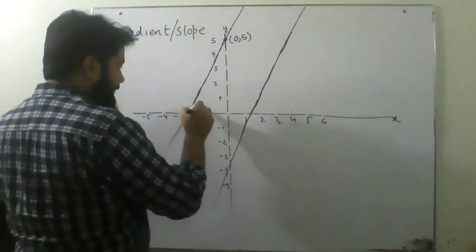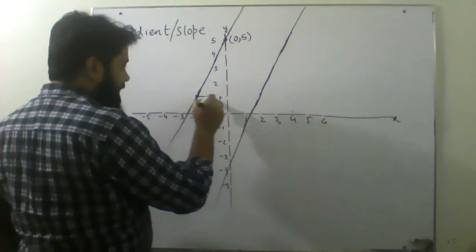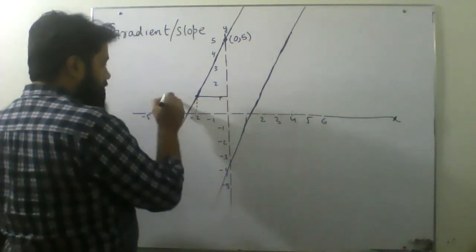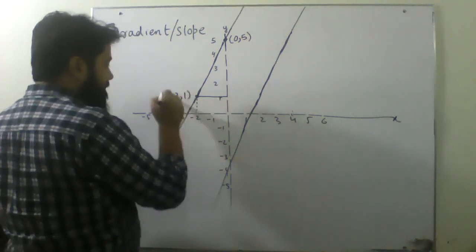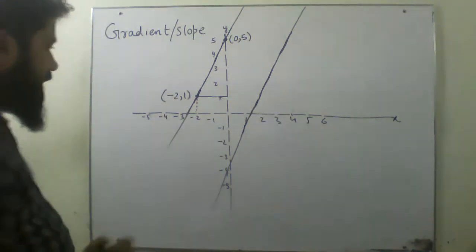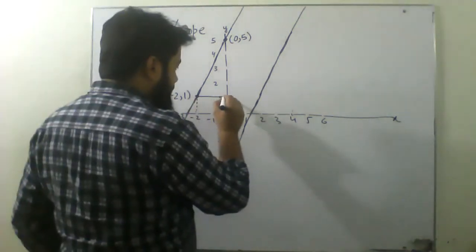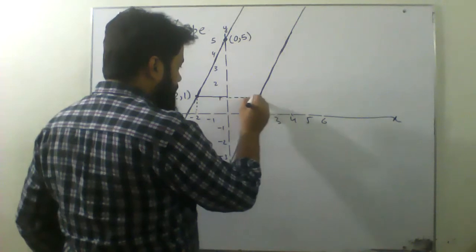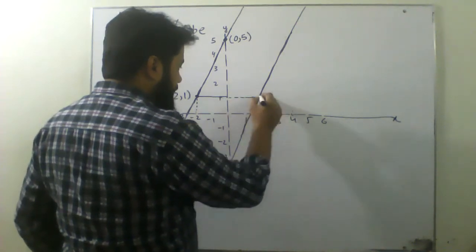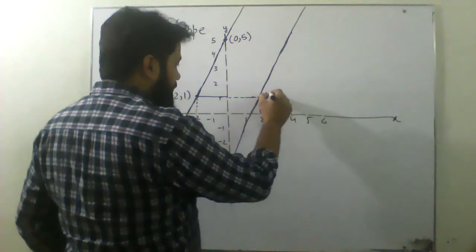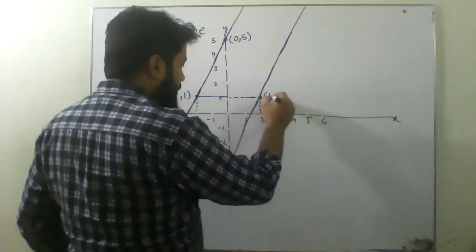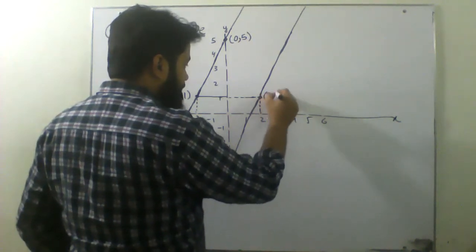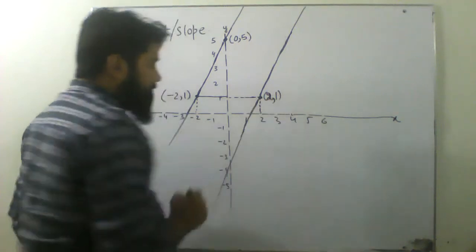If I take it like this, attach it over here, and take it over here, this will be minus 2, comma 1. Now, if I take it straight in this direction and drop it over here, I get one coordinate over here also, that is 2, comma 1.